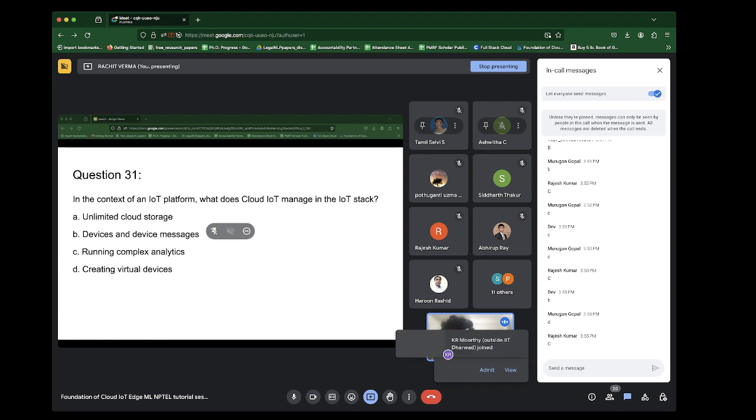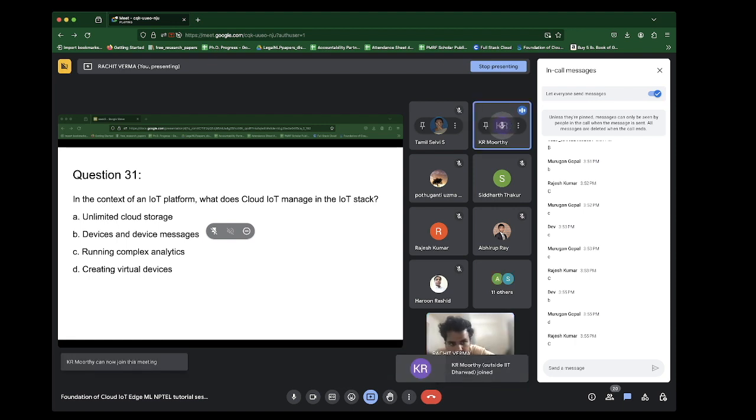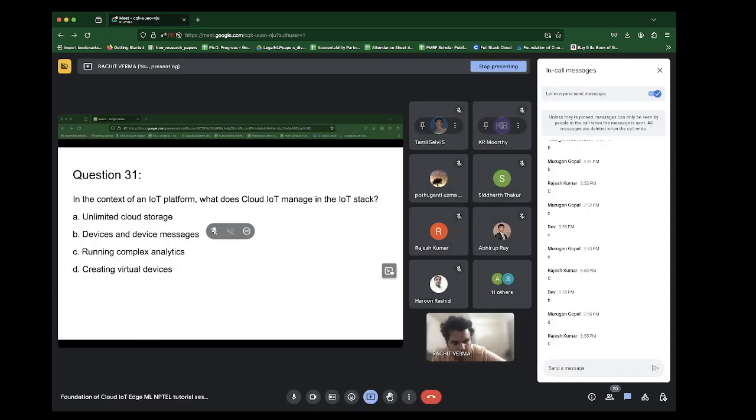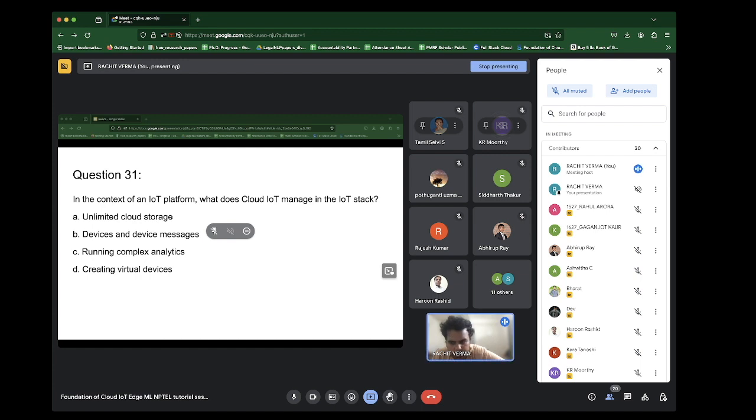So the most accurate answer in this case would be devices and device messages. Cloud IoT may not necessarily always create virtual devices. That depends on the platform, right? Azure may allow for some sort of creation of virtual devices, but it is not necessarily true across every kind of IoT platform. And device provisioning and device messages would be the most accurate answer.